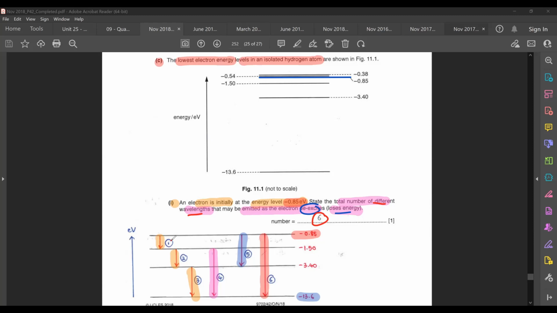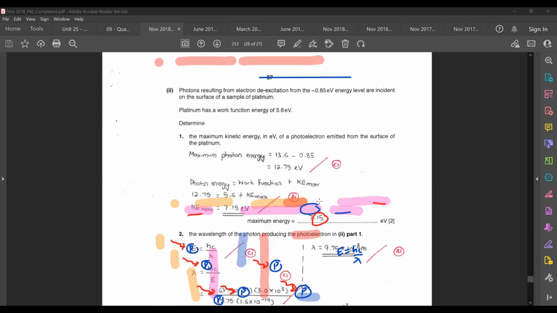Because each of these, as it falls down, will emit photons. The photons would have different energies. They will also have different wavelengths here, because energy of photon is equals to hc over lambda. All right, so you have 6 different wavelengths, then that one should be okay. Now you move on to the next question.